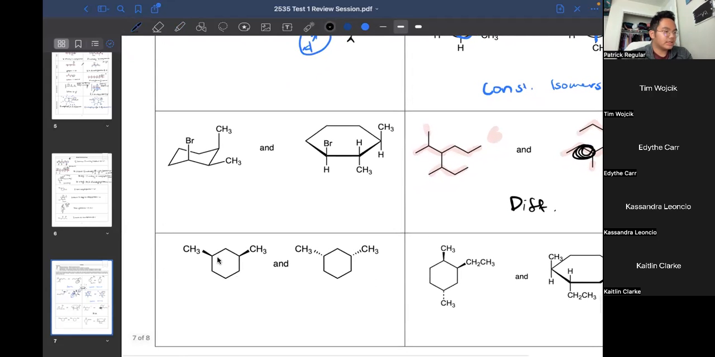For this one, are these the same, different, stereoisomers, or constitutional isomers? You guys are welcome to also throw stuff in the chat if you want. Stereoisomers.